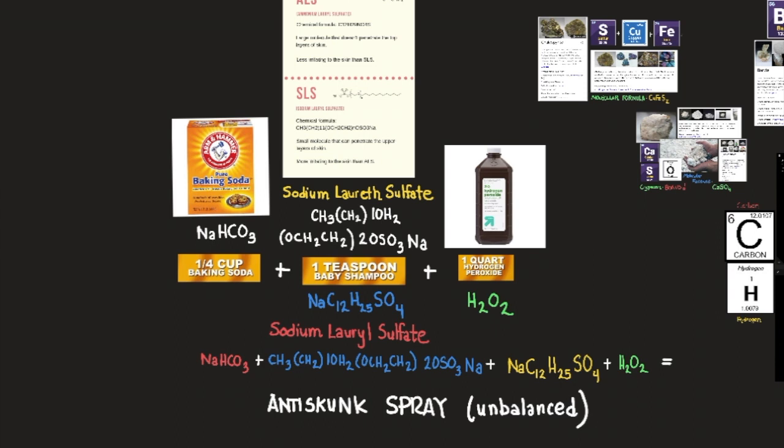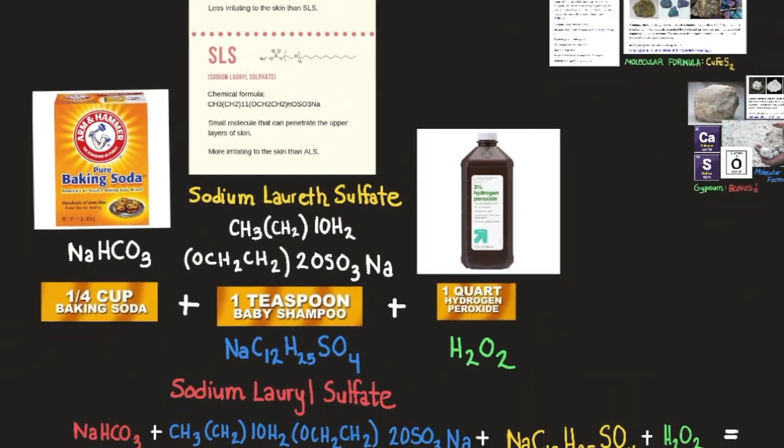The three products that you'll use in order to remove the skunk smell are baking soda, which is sodium bicarbonate. Its molecular formula is NaHCO3. The second item is 1 teaspoon of shampoo, preferably baby shampoo, because it's lighter and it's easier on the skin. Finally, the third product to combine it with is hydrogen peroxide. Hydrogen peroxide's molecular formula is H2O2, similar to water, except it has one more oxygen.